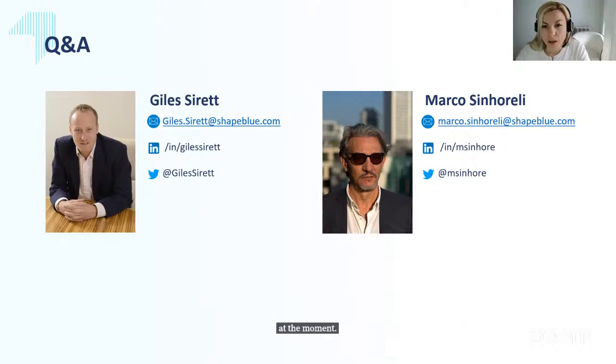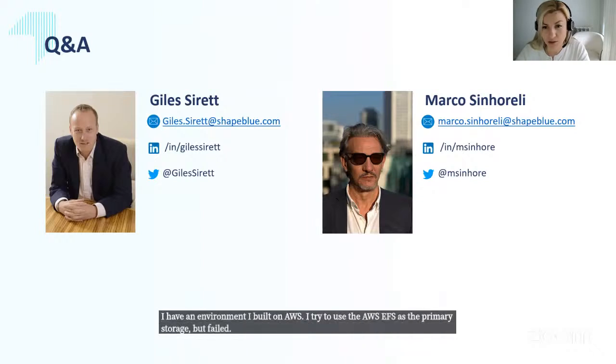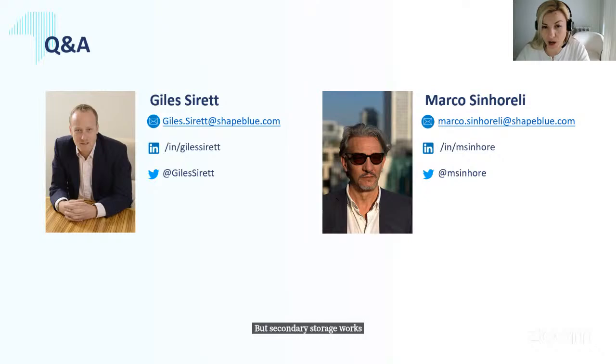One question from Steven: can the primary storage be accessed from the zone or the cluster only? I have an environment I built on AWS. I tried to use the AWS EFS as the primary storage, but failed. But secondary storage works fine for AWS. Why, and how to fix it? Or is CloudStack designed like that?